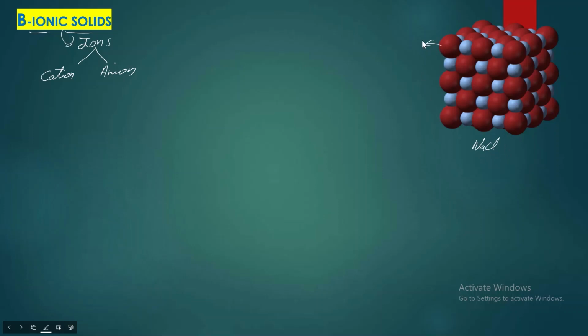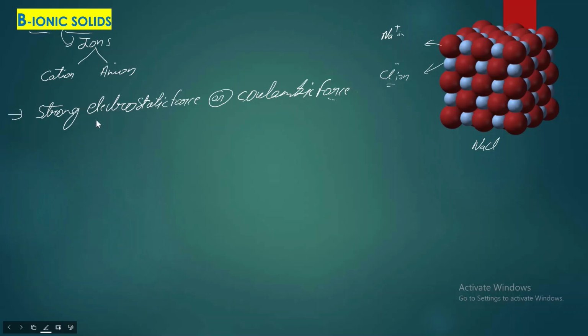Here, red balls are the positive sodium ions, and blue balls refer to the negative chlorine ions. This is a three-dimensional structure. In a three-dimensional structure, cations and anions are bonded by strong electrostatic force or Coulombic force. Cation and anion in the three-dimensional structure of an ionic solid are bonded by the strong electrostatic force or Coulombic force.